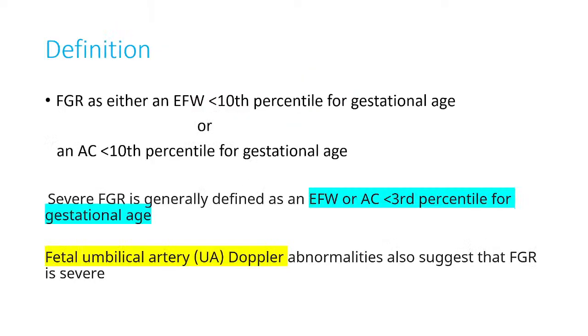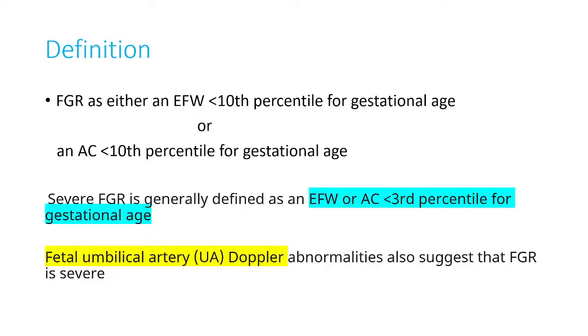Coming to fetal growth restriction proper, what is the definition? Fetal growth restriction means any fetal weight which is less than the 10th percentile for the gestational age. Suppose for a gestational age of 32 weeks the weight may be 1750, and if it is less than the 10th percentile of that 1750, then it is fetal growth restriction.